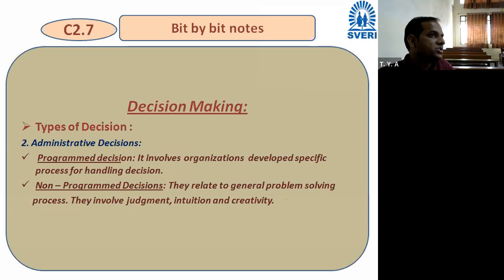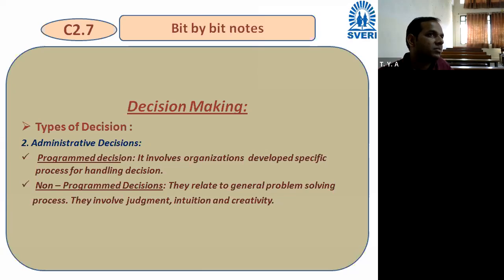Then administrative decision. There are two types, programmed decision and non-programmed decision. So two decision types are there. What meaning do you take from administration? I think this word has come 4-5 times. Administrative decision. Authority kind of, right? So official kind of thing. So there are two types basically, programmed decision and non-programmed decision.